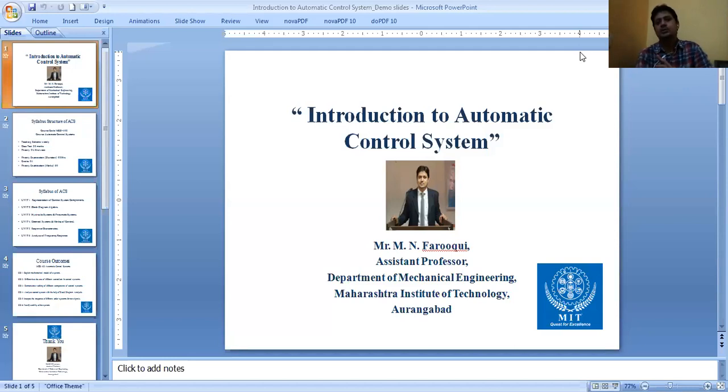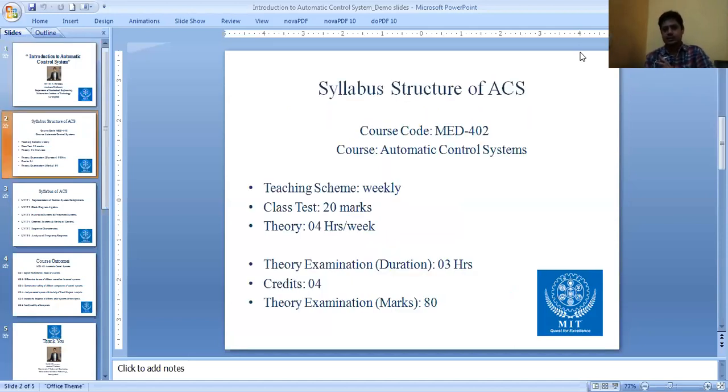So as we all know, the subject is called automatic control systems. It deals with different kinds of systems and how we automate them. Basically, the orientation is from a mechanical perspective. So let us see more details about the subject.